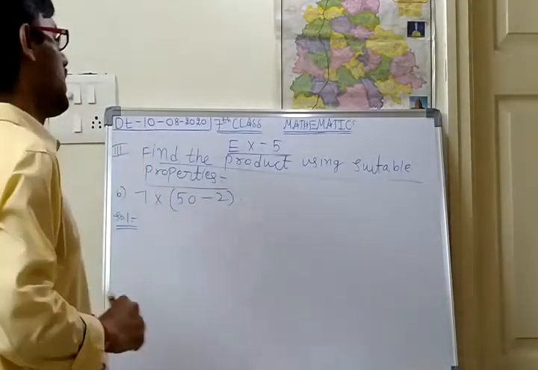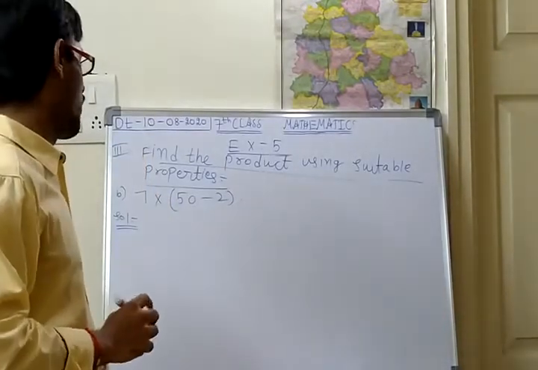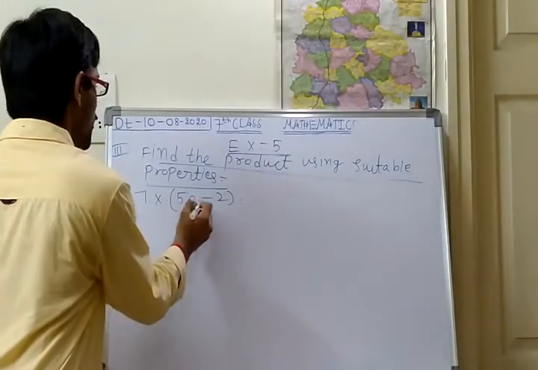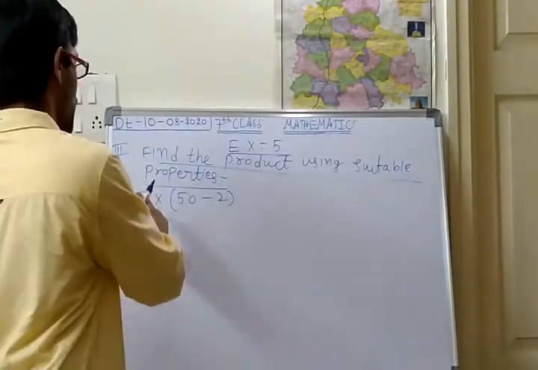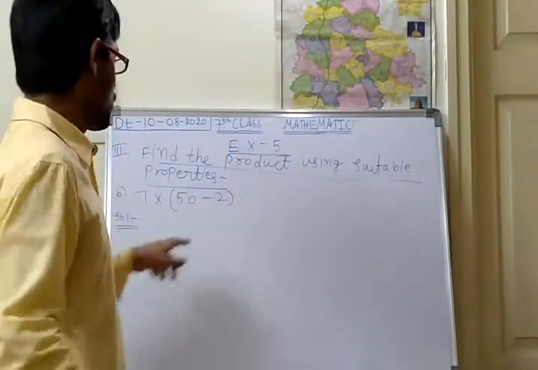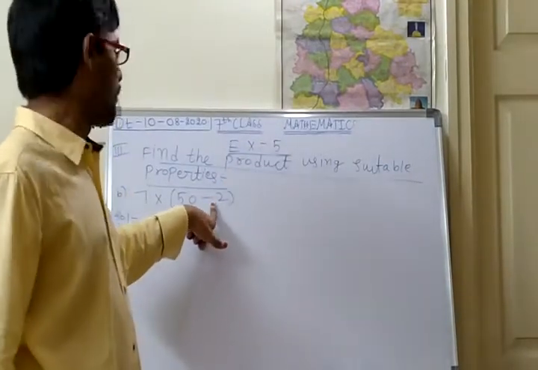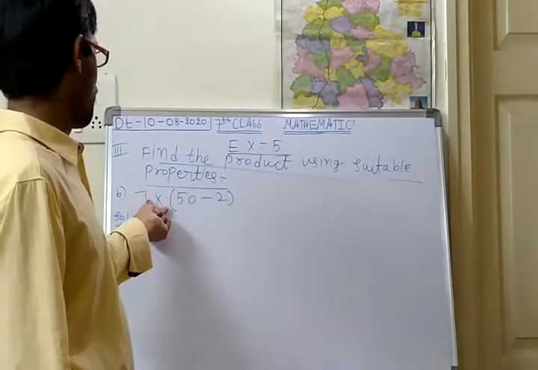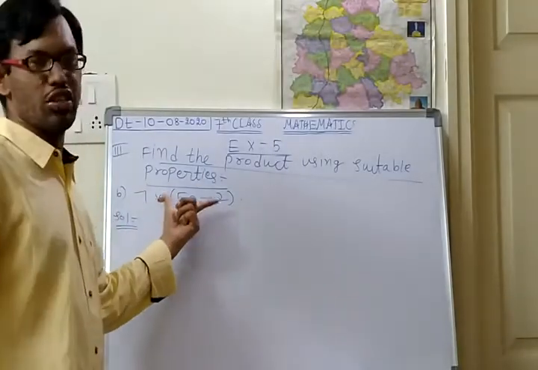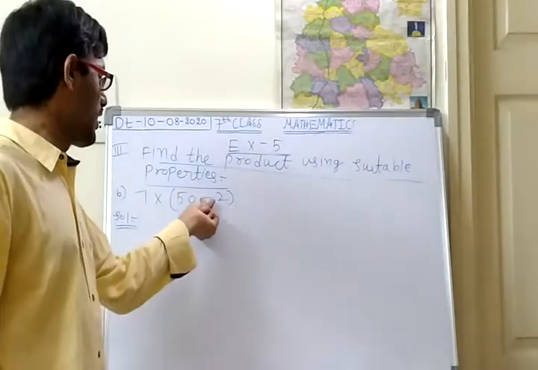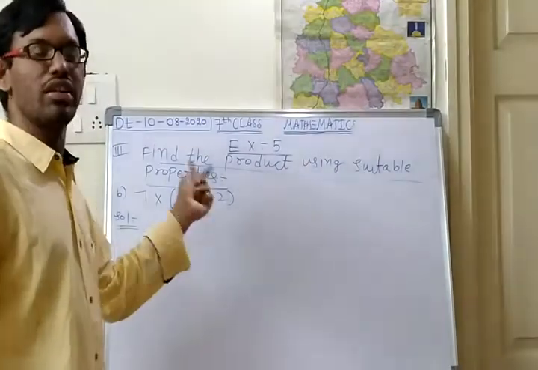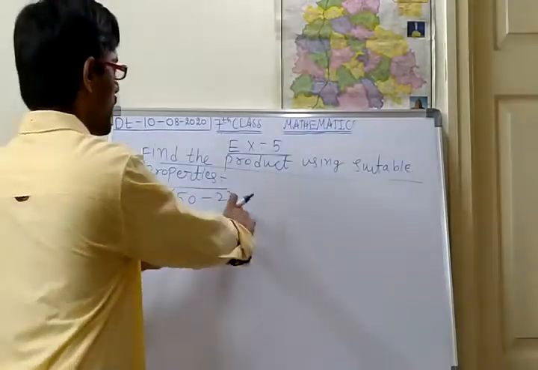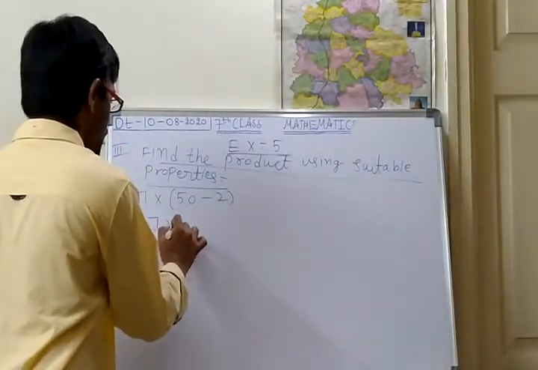By seeing it, which type of property can we say? A into B minus C is given. Actually it is A into B plus C, but instead of plus C he has given minus. So which type of property? Multiplication, the distributive property only. But here the symbol is minus, so in terms of negative numbers he has given. So we have to change that to a plus. How do we change it?